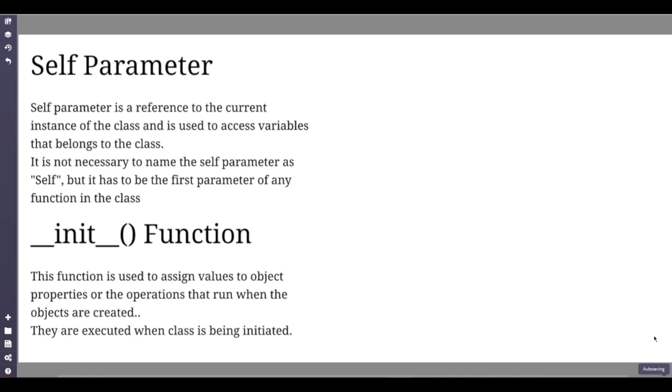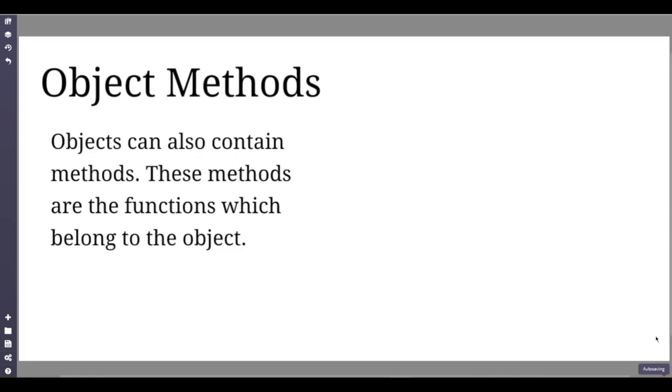Now the third thing, object methods. The objects that we create in our class can also contain various methods. These methods that we are creating are the functions which belong to the object itself. Now this definition can get a little confusing, so let's understand all the three concepts that we've discussed with the help of a program.